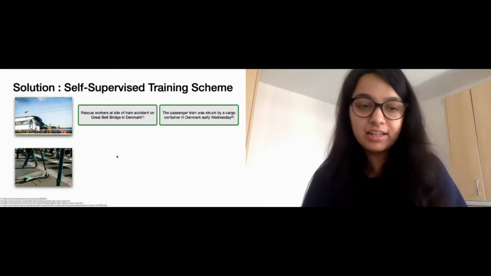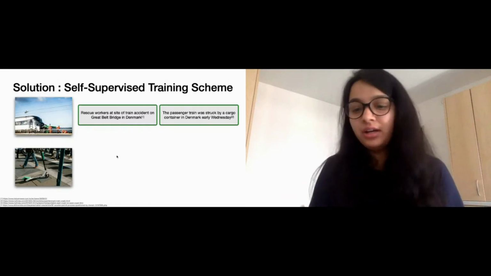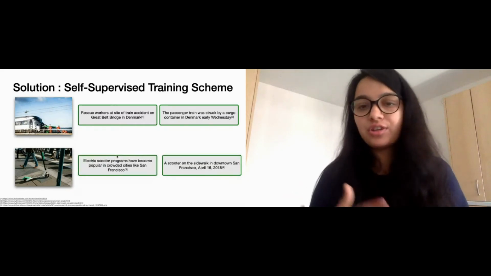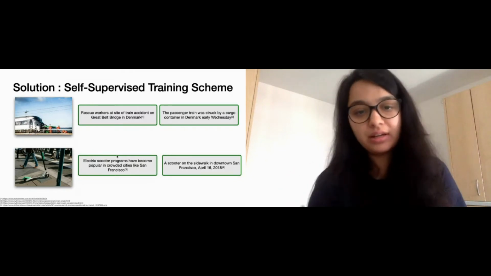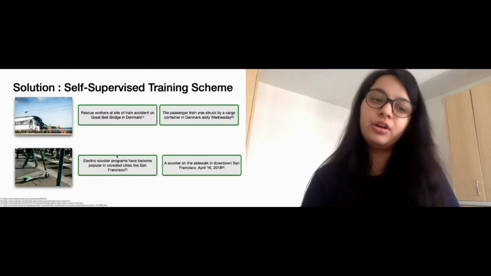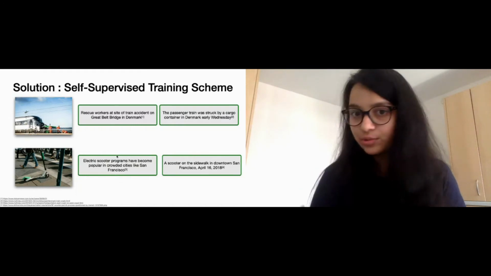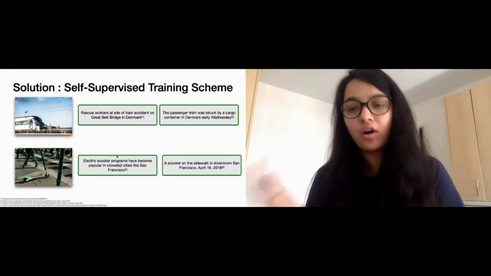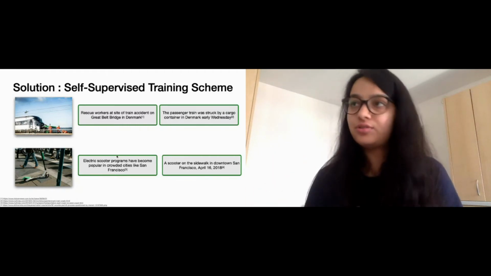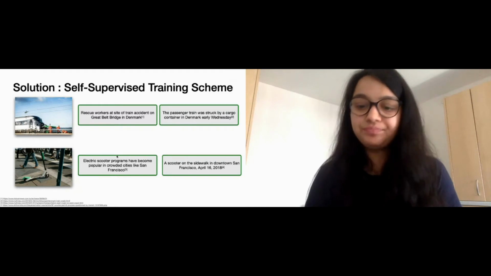And the second image is an image of a scooter, shared with two claims. Electric scooter programs have become popular in crowded cities like San Francisco. This is talking about the scooter itself. And the second caption: a scooter on the sidewalk in downtown San Francisco. This one is also talking about a scooter.